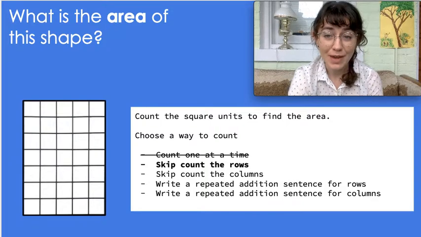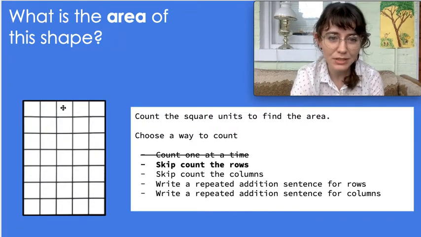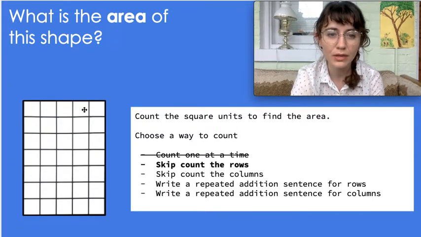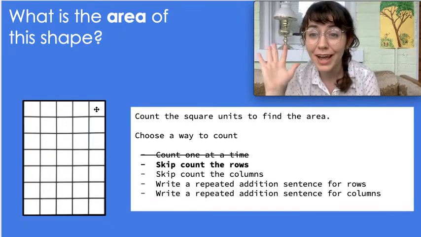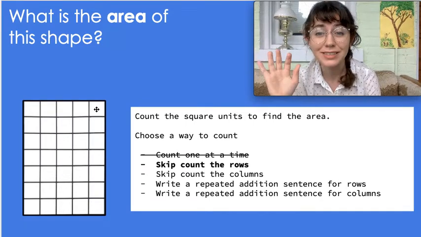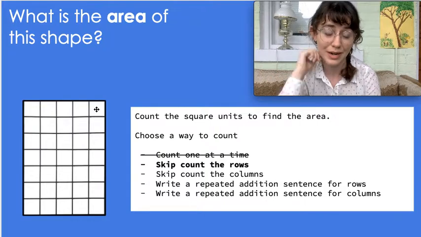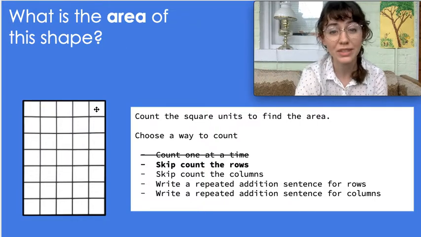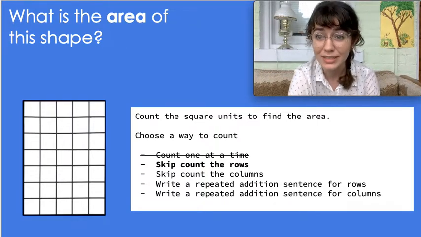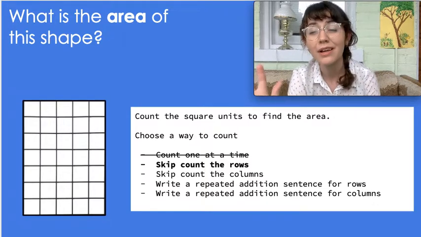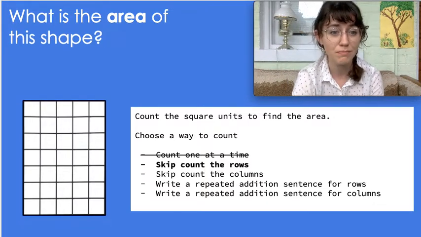I'm going to choose skip counting the rows because I looked at the rows and I saw 1, 2, 3, 4, 5 in each row, and I know that I am great at skip counting by fives, and you guys are pretty great at it too. So let's try skip counting by fives. If you did it a different way, don't erase your paper. Just try it along with me this way too.